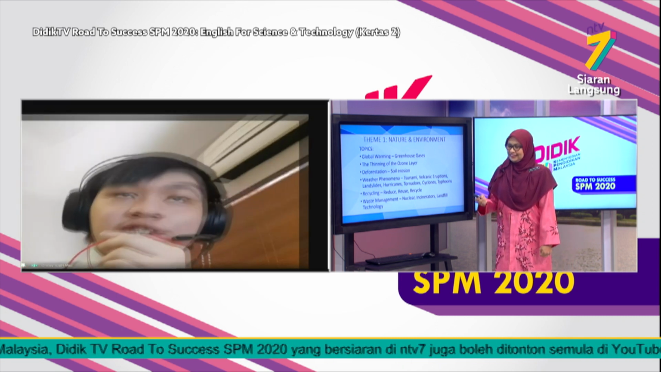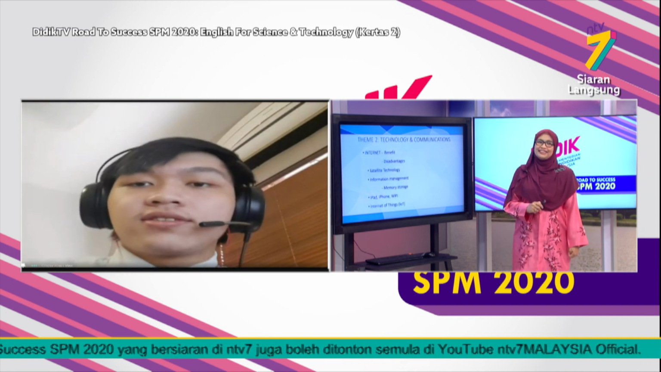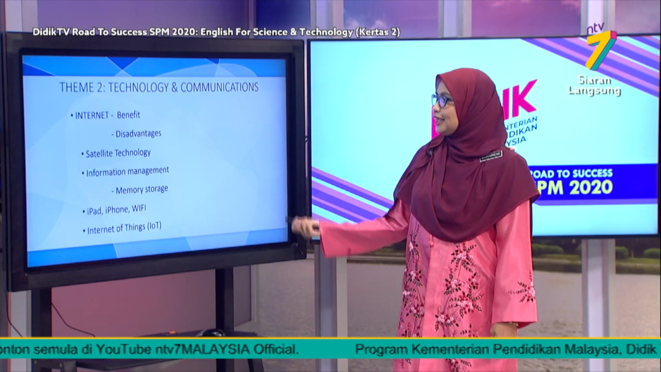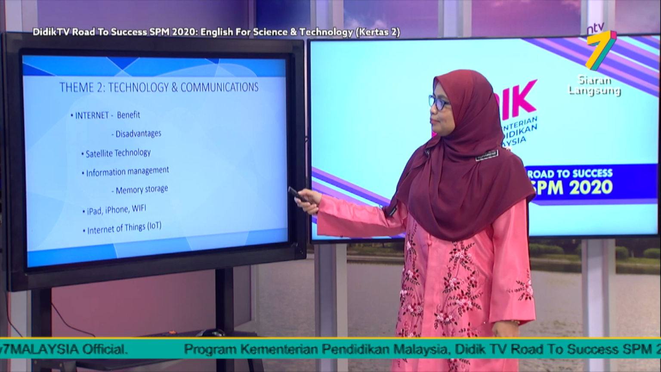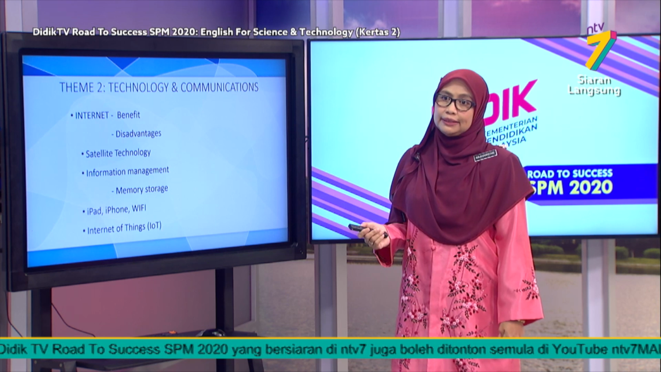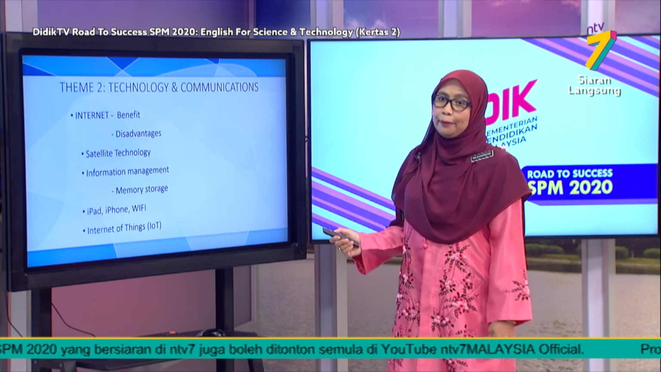Should be technology and communications. Technology and communication, right on. All right, good. So this is the second theme, technology and communication. The topics under this theme are the internet, which I think the students are very familiar with, the benefits and disadvantages of the internet, satellite technology, information management, about memory storage, iPad, iPhone, Wi-Fi, and last year the question which came out for 2019, about Internet of Things. I think this theme is really interesting. Yes, the students love this theme.